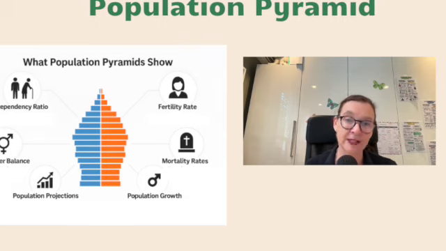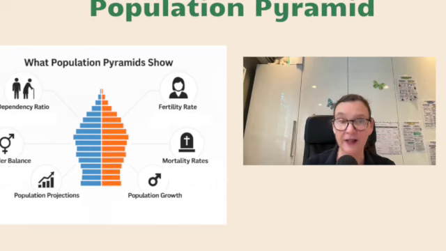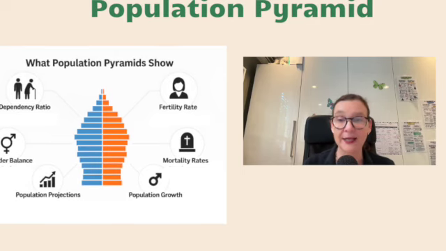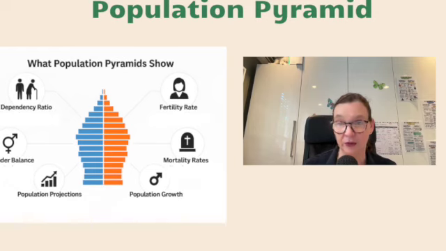Population pyramids show the balance between people who are working age and those who are dependent, and that would be the very young and the elderly. A wide base and a large top compared to the middle means a high dependency ratio, which can put pressure on the economy and social systems.